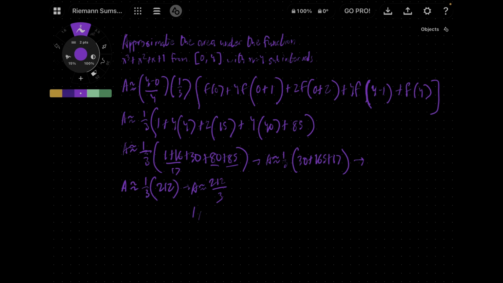The actual area is equal to 292 divided by 3, so the error margin would be 80 divided by 3, or exactly 26.6 repeating. Now, this might seem really bad, but in comparison, it actually really isn't that bad compared with the actual error. It's around probably in the 20% error margin, but this is also a cubic function and with something not optimized for cubic functions, and it's only n is equal to 4 subintervals.